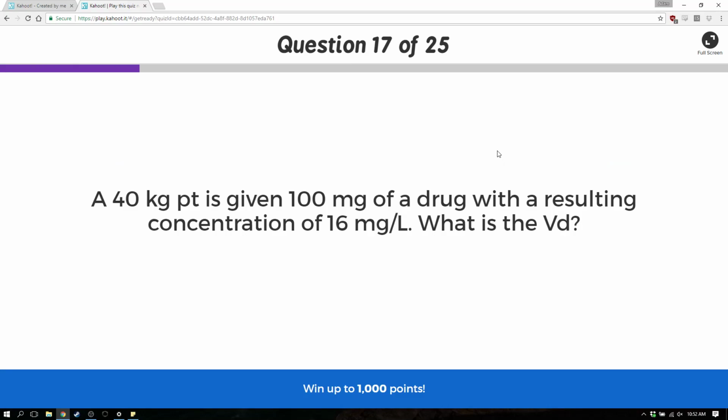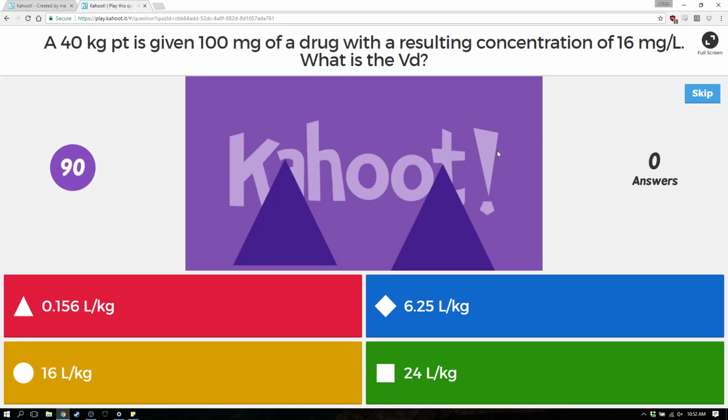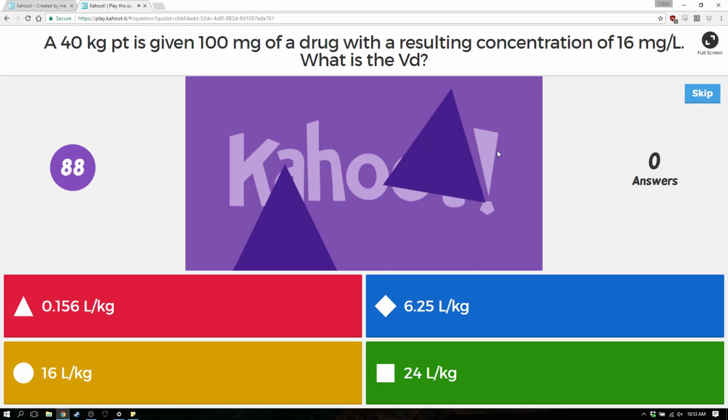A 40-kilogram patient is given 100 milligrams of a drug with a resulting concentration of 16 milligrams per liter. What is the volume of distribution?